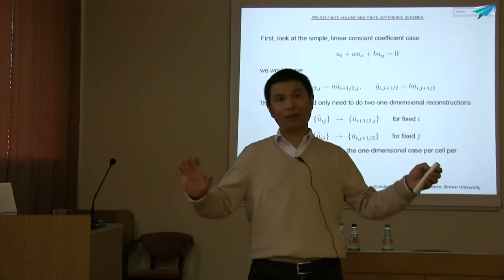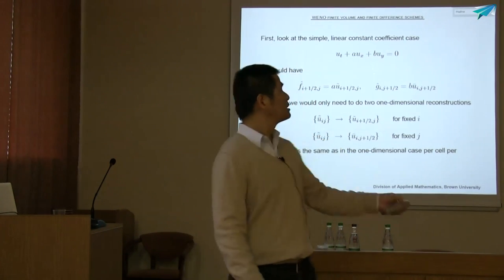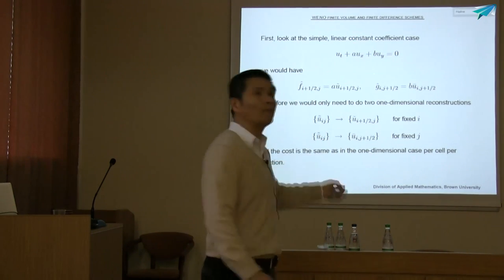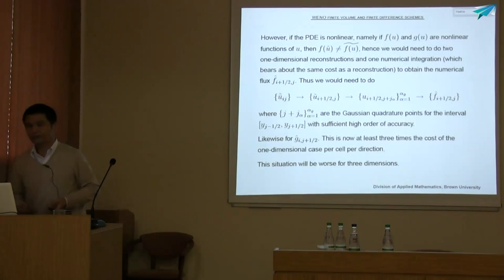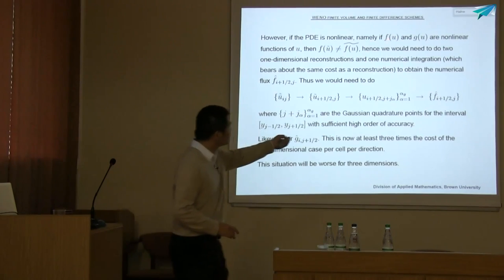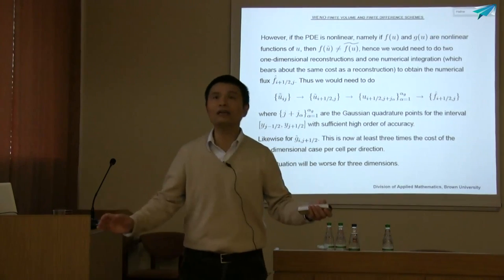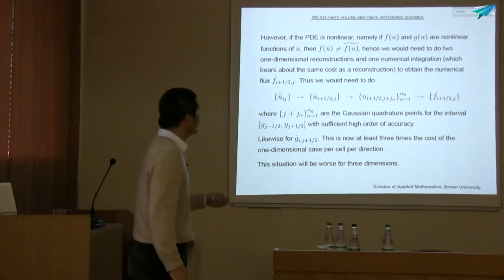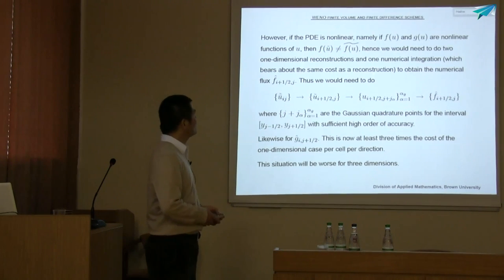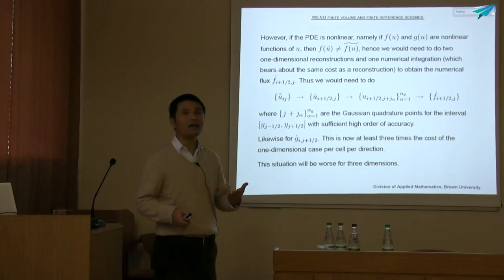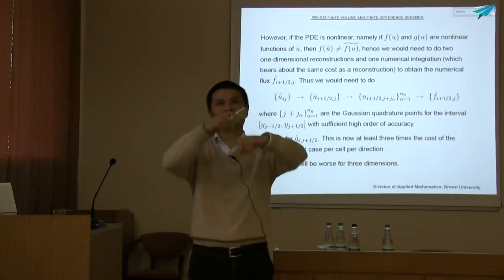However, your luck basically stops here. This is true only for this simple conservation law. If you have a nonlinear conservation law, where f(u) and g(u) are nonlinear functions of u, then this fact is not true anymore. F of u delta is not f of u per the whole thing delta.